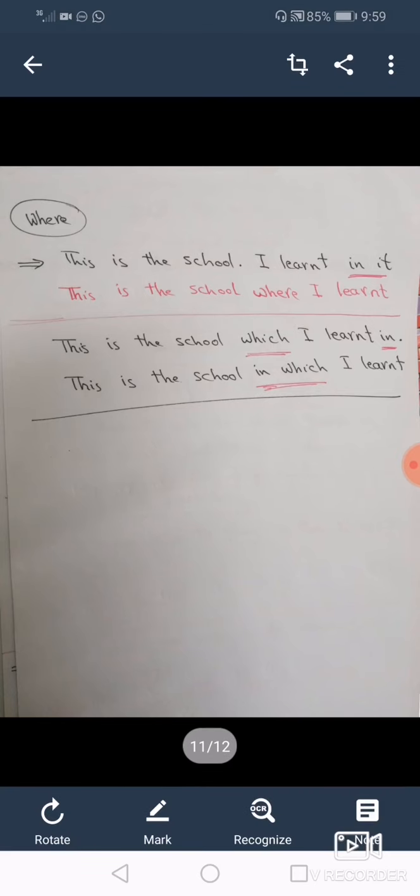Can I consider where here as a thing and join with which? Yes. You can say, this is the school which I learned in. Don't delete the word in here. Okay, and we can put it before which. You can say, this is the school in which I learned. That's the end of the first part, or the first rule here.